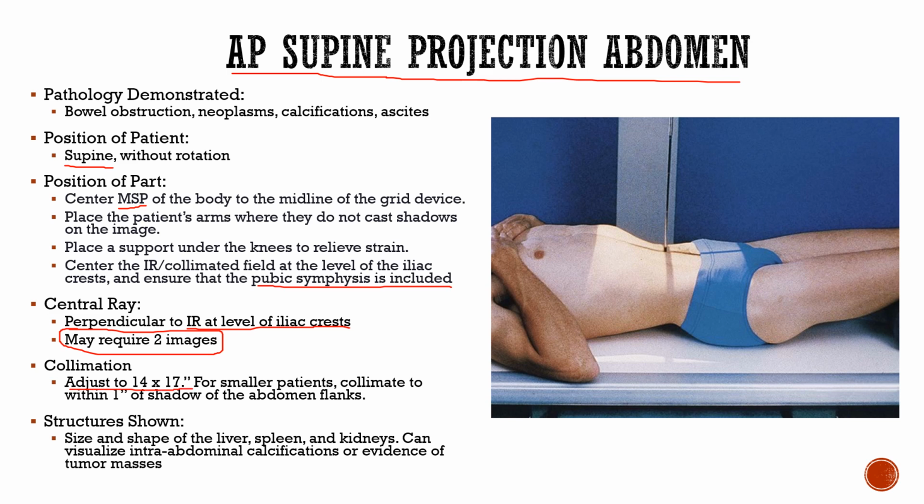With smaller patients, you can collimate within one shadow of the abdominal flanks on the image. So you want to see the size and the shape of the liver, the spleen, and the kidneys. We can visualize intra-abdominal calcifications or evidence of tumor masses.